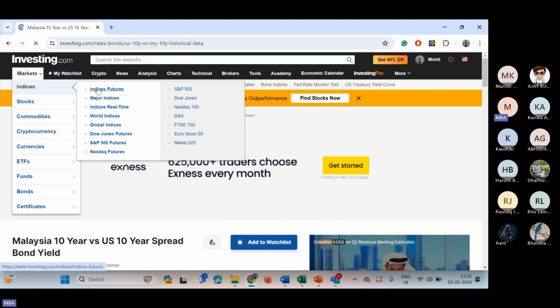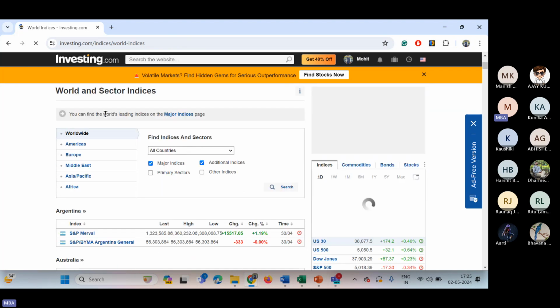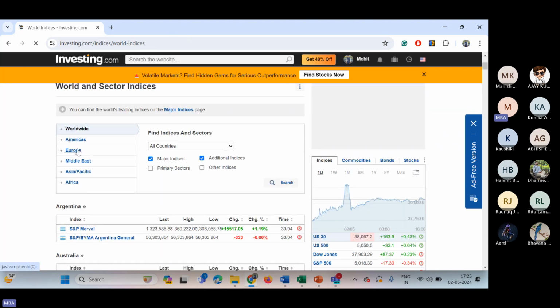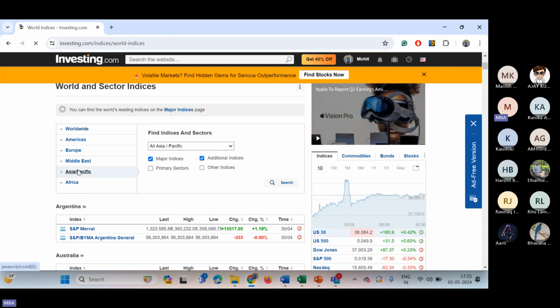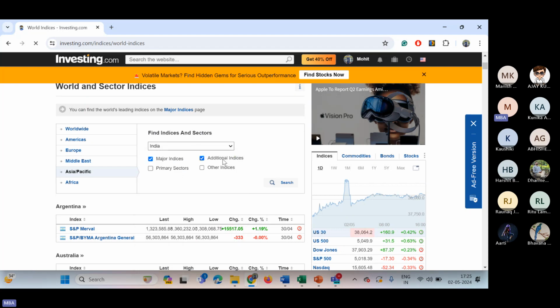In indices you can take futures, major indices, world indices. So here you can get data for all the major indices across the world. You can select your countries: America, Europe, Middle East, Asia Pacific. Suppose you want to go for Asia Pacific, then you can filter it again. I want to take India; you can take major indices, additional indices, primary indices, other indices, and you can search.